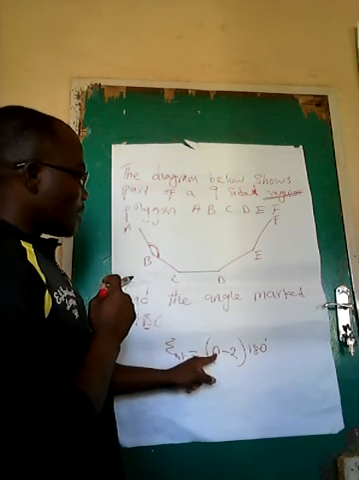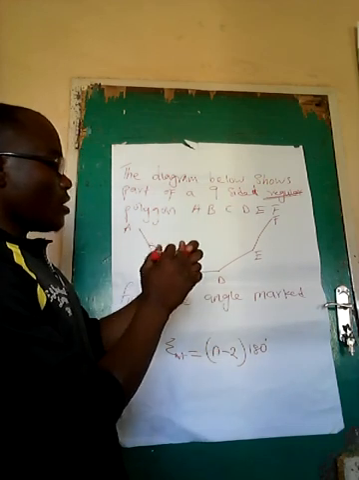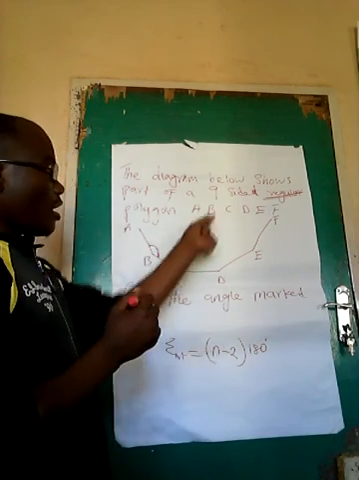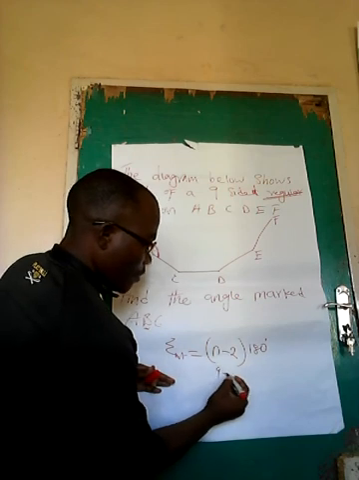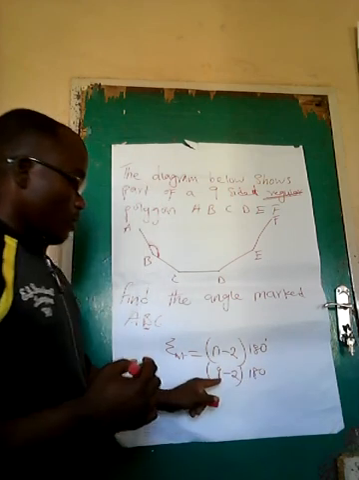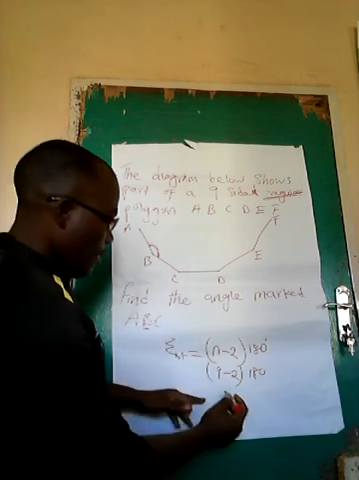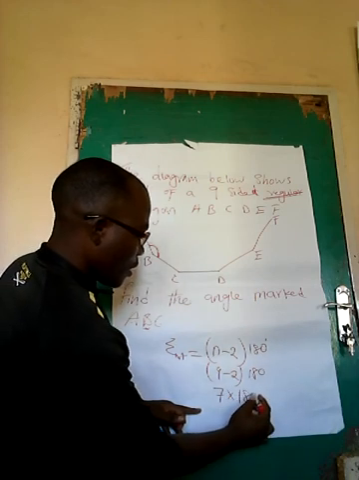So where there is n, you substitute 9, because we have been given this polygon has 9 sides. So remove n there and replace it with 9. You are going to have (9 minus 2) times 180. So 9 minus 2, you are going to get 7. Okay, so 7 multiplied by 180.